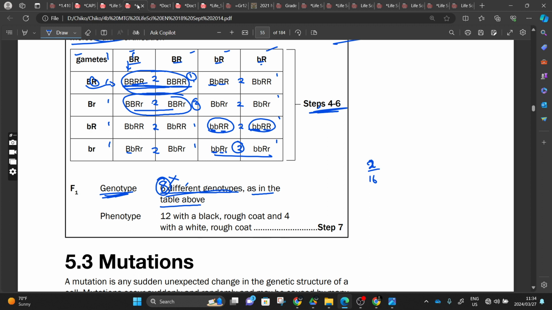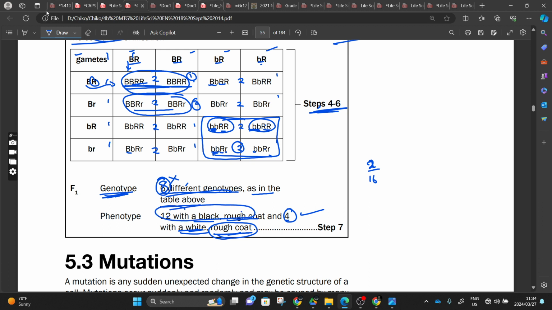Do you understand? I'm not sure if you understand this. If you want to write it like this, this is how you count it. And then with phenotypes, 12 with black rough coat and 4 with white rough coat. Yes, because we'll need 4 to have a white coat: for us to have a white coat, we need small b, small b, and it will be these 4. And the rough coat, because the R here is dominant, the coat will be rough. And then all of them will have the black color and white color.